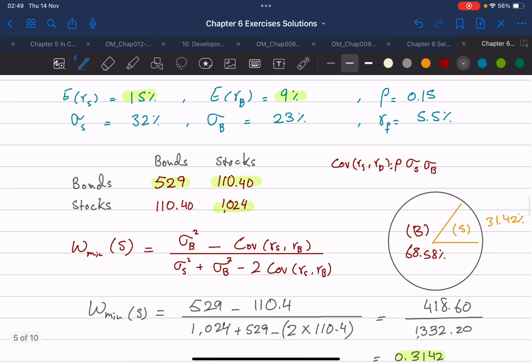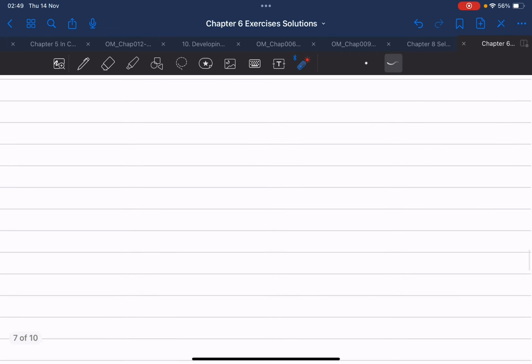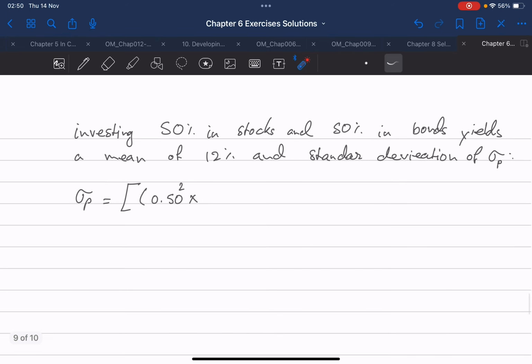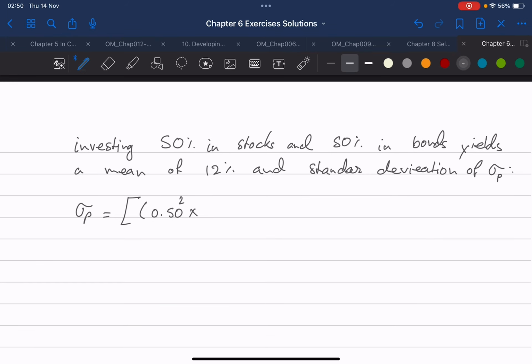Where's our matrix? Right here, 1024. Okay, so we'll use that information just so we don't repeat ourselves.